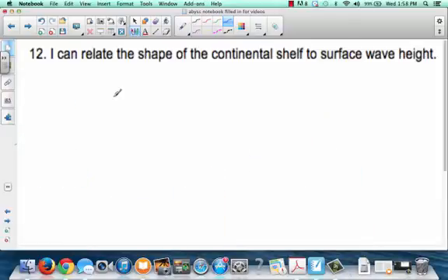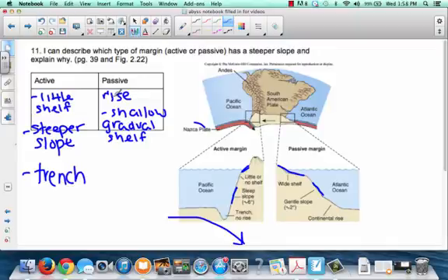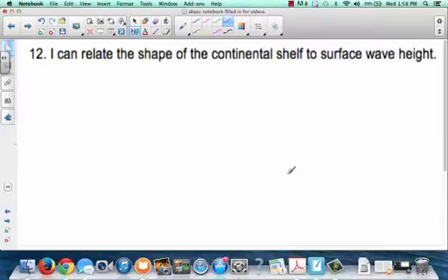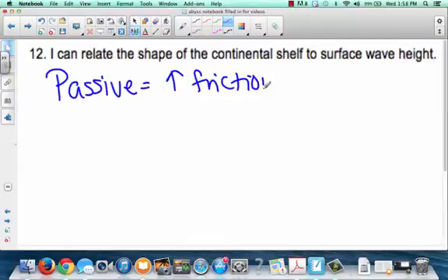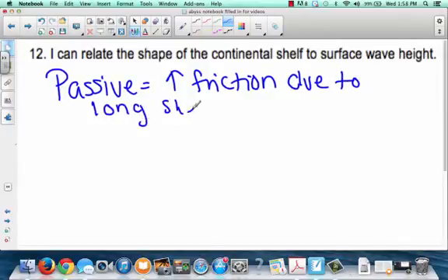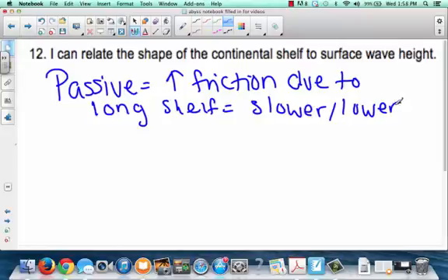So we go to the next question. It says, relate this to wave height. When you look over here, the passive margin is a very, very, very wide shelf and gradual. If you know anything about movement and friction, that's a lot of surface area for the water molecules to catch on and cause a lot of friction, which is going to slow them down. So on passive margins, you have increased friction due to the long shelf, and that equals slower and lower waves.